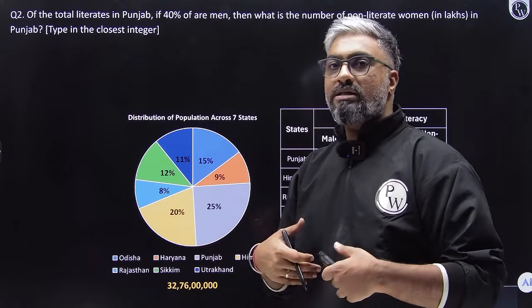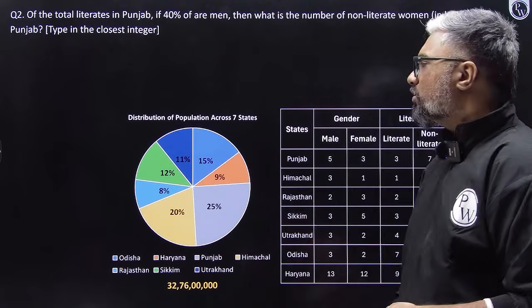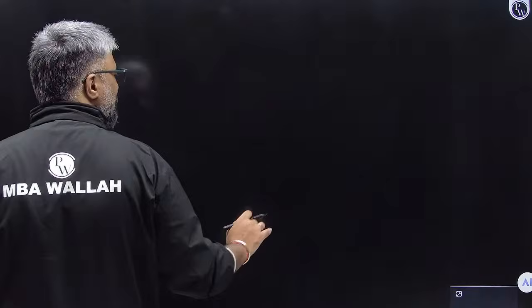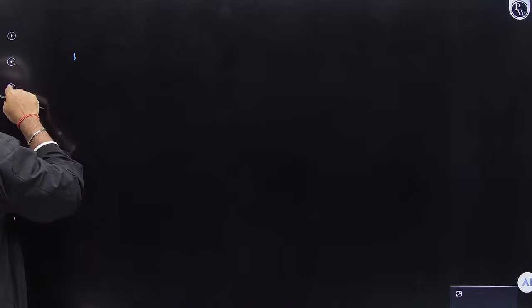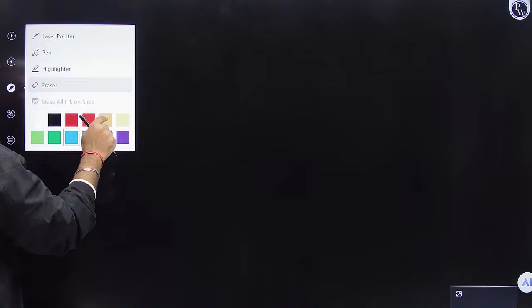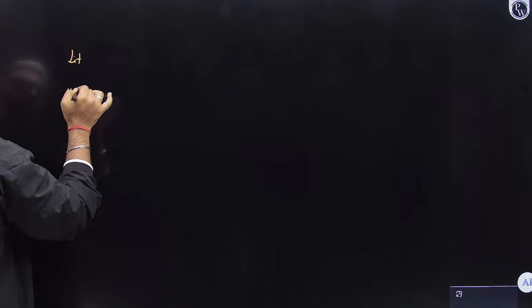Sir, had you let us make the table, we would have calculated it. You don't need it also. Let's see how you will do it. See, make a simple table here where you have literates and you have non-literates. Okay.